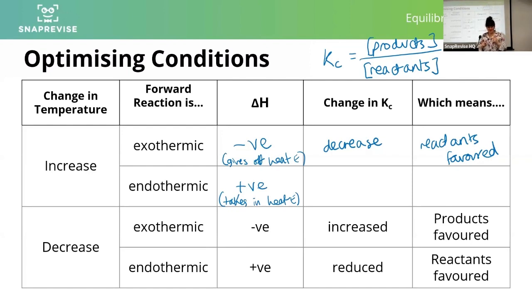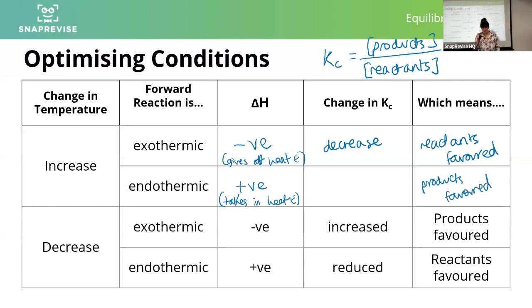We're going to start again because my sentences are getting lost. The forwards reaction is endothermic, which is positive, so it's taking in heat. If we increase the temperature, it's going to continue to want to do the forwards reaction to take in more of that heat that we've been adding. So the products are going to be favored.